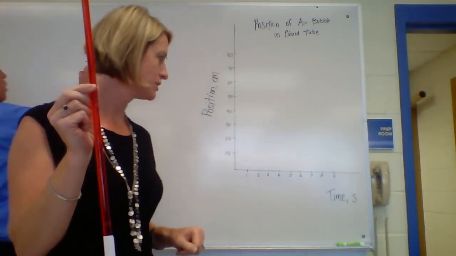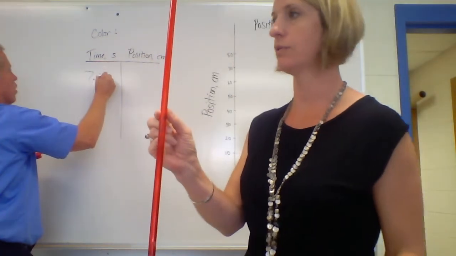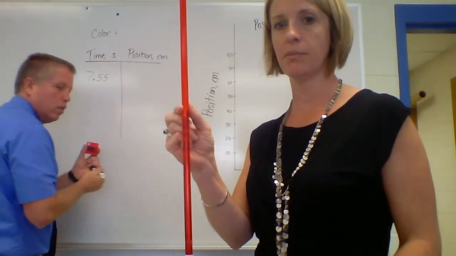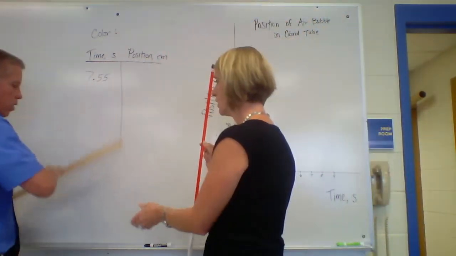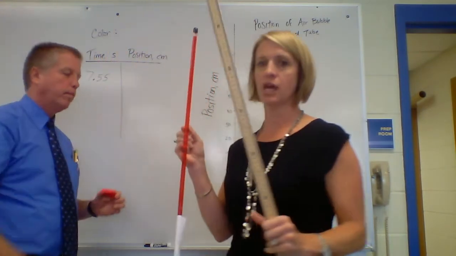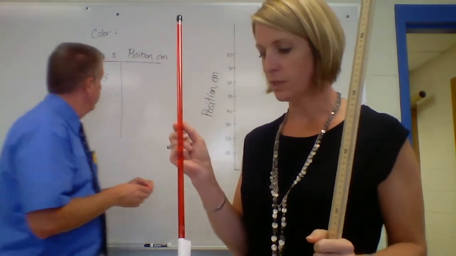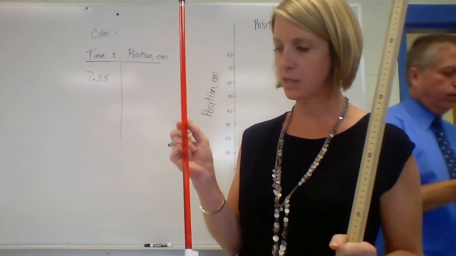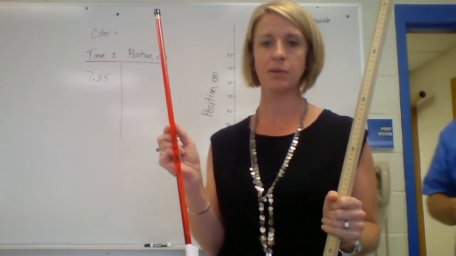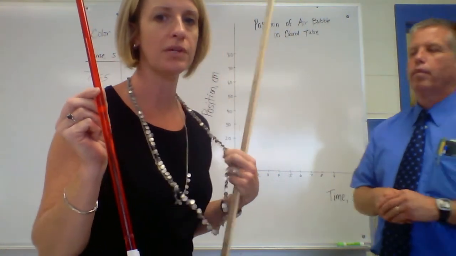Okay, so Mr. Bickerton's going to record the time, and we're also going to record the position of the air bubble after that amount of time. We're going to measure the position from the end, and we could use any units. We could use feet, we could use inches, we could use meters. We're actually going to use centimeters in this case, and there are a couple reasons for that.